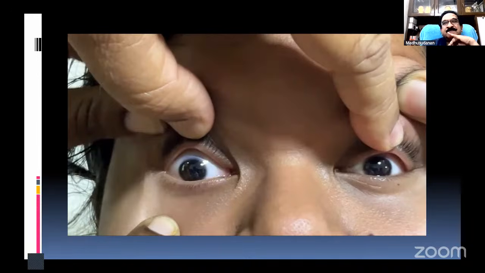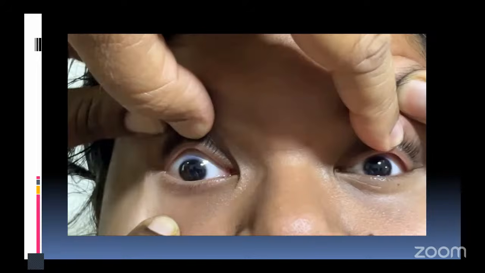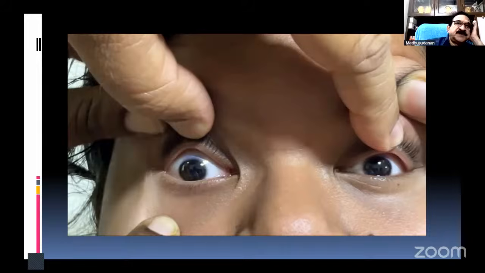So what does it mean? Gaze palsy, sir. Yes, it's a gaze palsy and not due to individual muscle paralysis. Whether the patient could have an associated lateral rectus involvement, we cannot say. But as it stands now, it's not a pure lateral rectus paralysis. Most likely, it's a gaze palsy.